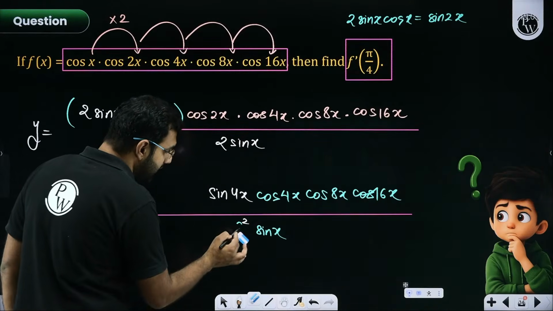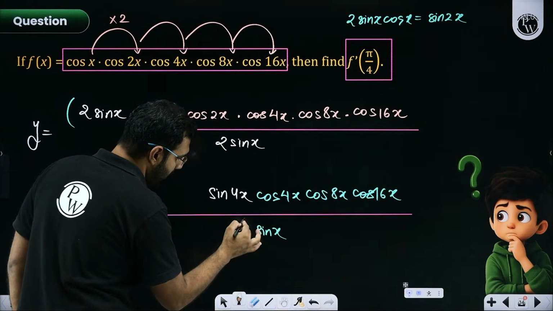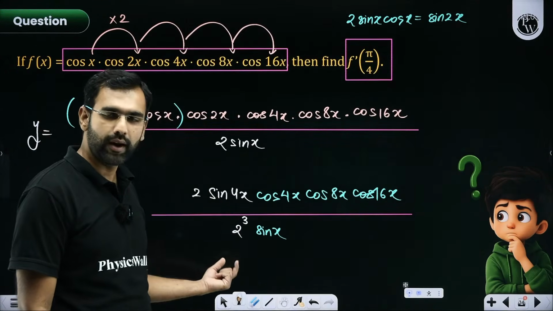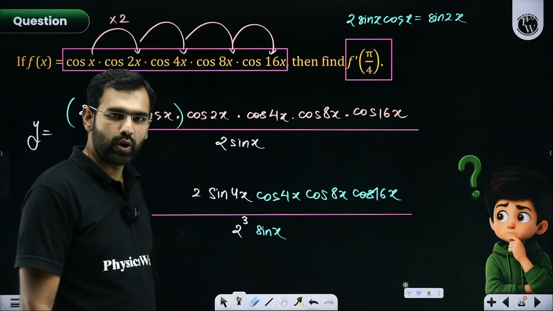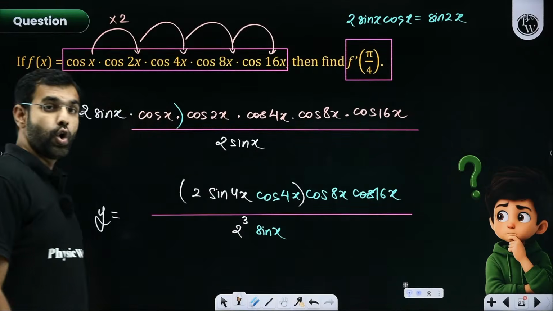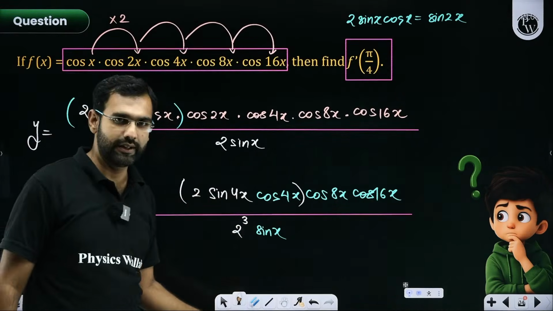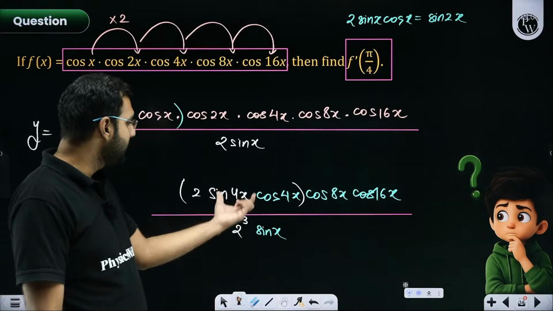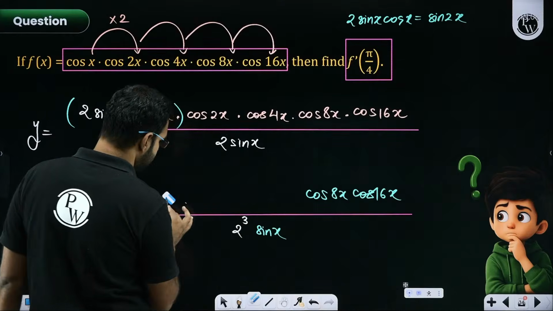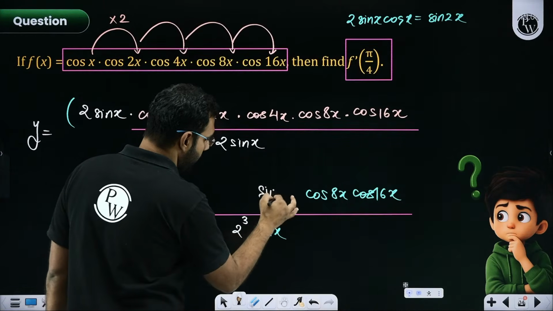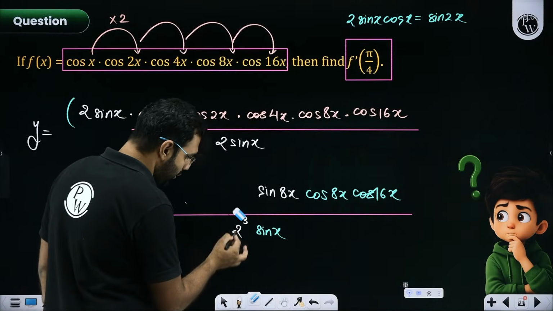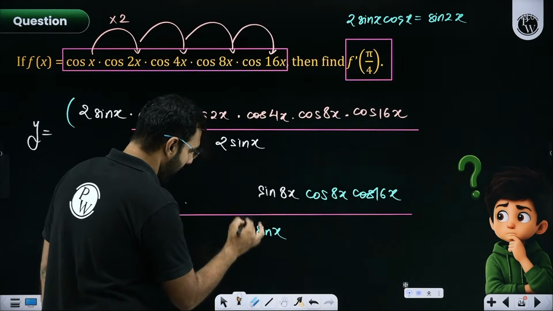I have this desire one more time where I want to multiply and divide it by 2. So the denominator which was 2 squared becomes 2 cubed, and the numerator also has one more 2. Again 2 sin theta cos theta is sin 2 theta, so it will be sin 8x. So this whole thing vanishes and becomes sin 8x. Correct me if I'm wrong. One more time: 2 cubed becomes 2 to the power 4, and here I'll get a 2.